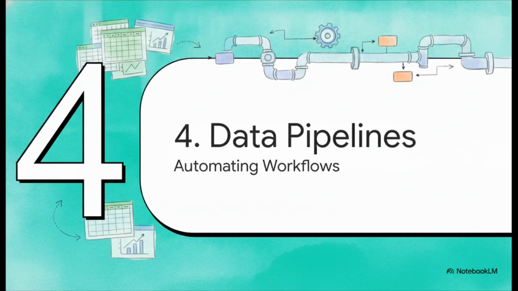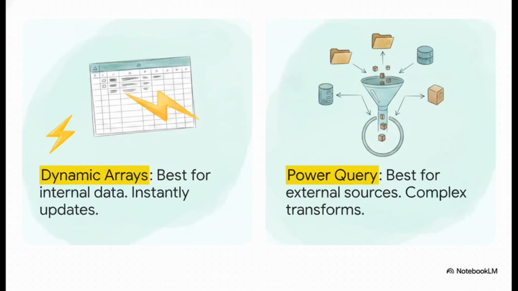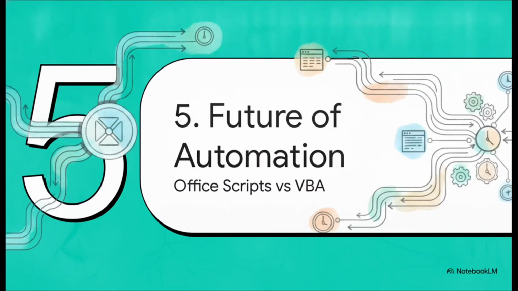Data pipelines. So moving beyond single-cell array formulas, you really need to know how to manage larger datasets. You'll want to use dynamic arrays when your data is already sitting right there in Excel. They're formula-driven and update instantly for internal filtering and sorting. But Power Query, that is your external data engine. Found in the Get Data menu, it imports external CSVs or databases and handles really complex transformations, like unpivoting or merging tables. It turns all that into a repeatable pipeline you can refresh anytime without writing a single line of VBA code.